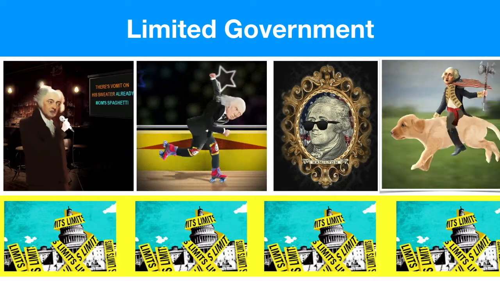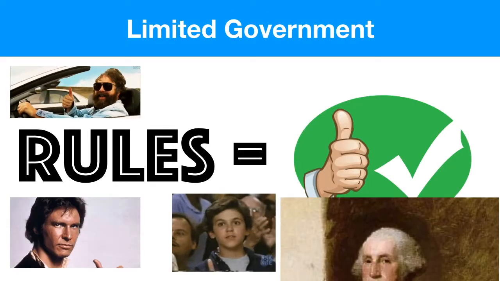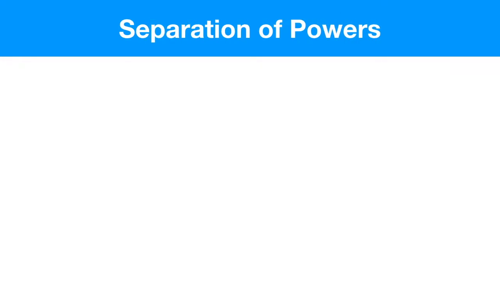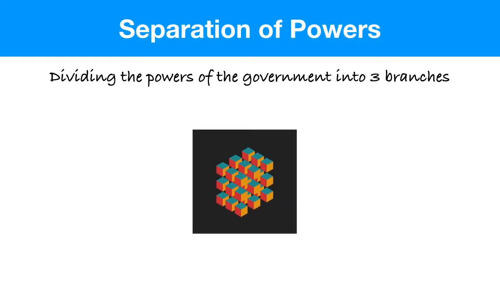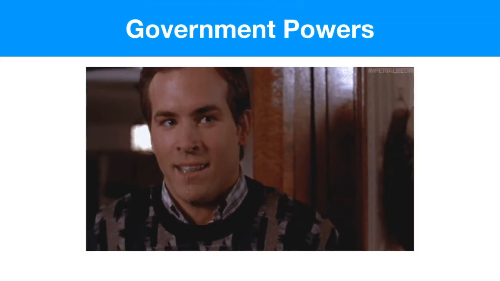When the Founding Fathers got a chance to make their own government, they decided rules are good. Thank you, US Constitution, for all you do. So how do the rules set forth in the Constitution limit the power of the government? Well, separation of powers. That's what we call it. It's dividing the powers of government into three branches.